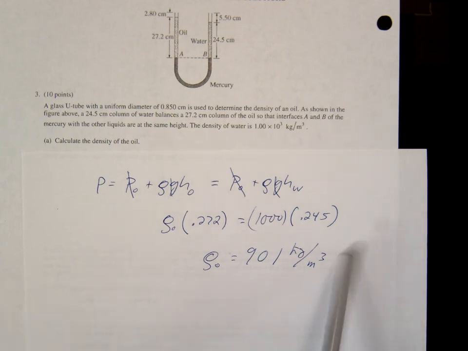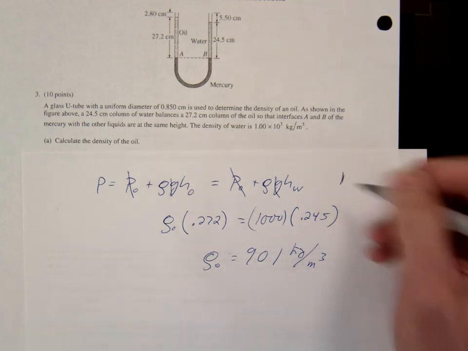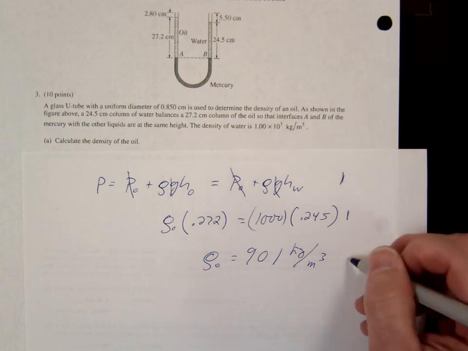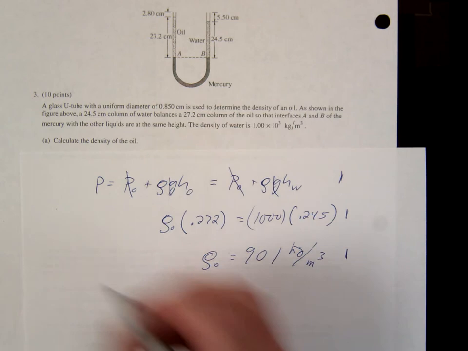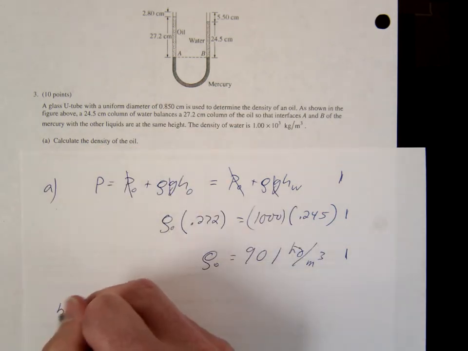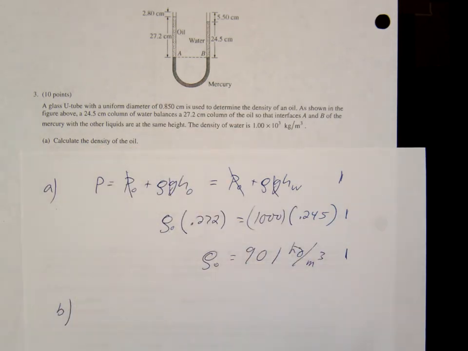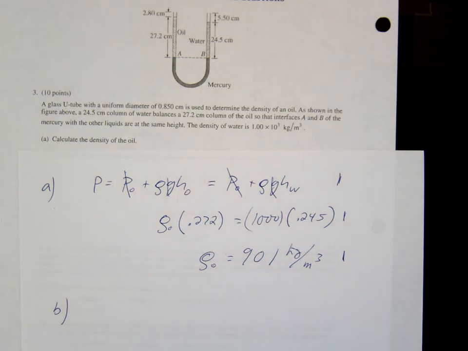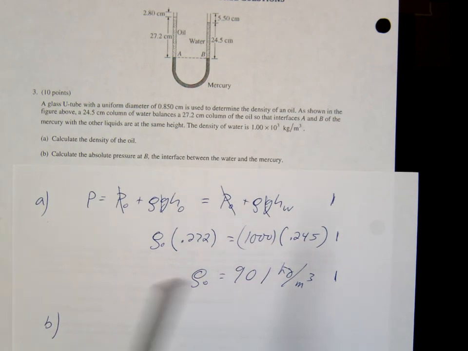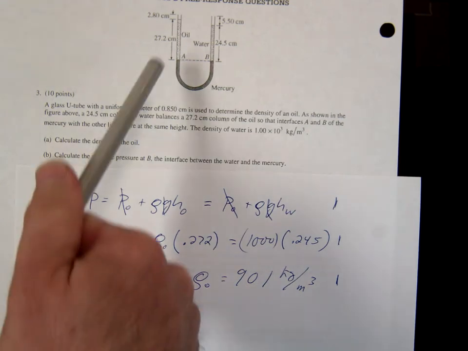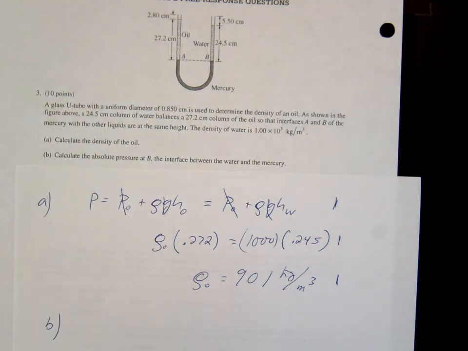This is worth 3 points. So basically 1 point for the setup, 1 point for the substitution, 1 point for the answer. Yes? I kind of worked backwards from B to A. Did you get the right answer? Yeah, it'd probably be okay. Just make sure in your work that you're clear on what you did. Okay, we're looking for the absolute pressure. So question B, find the absolute pressure at point B. So I guess you found the absolute pressure at B, and then you found for oil. Yeah, that's perfectly acceptable to do that.